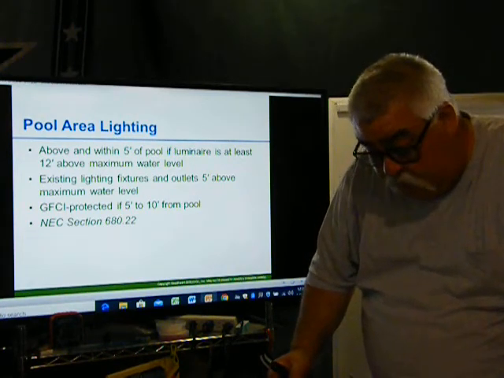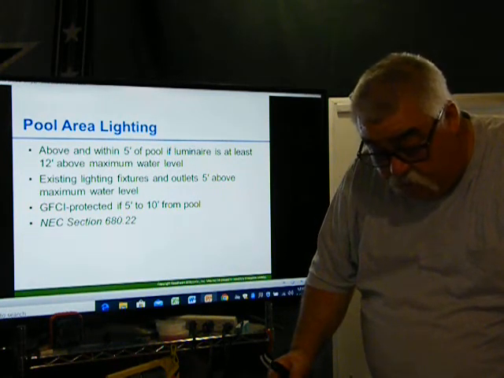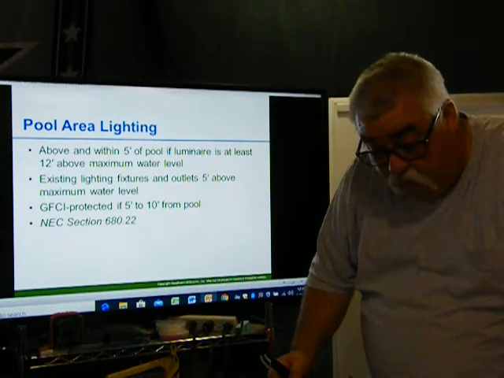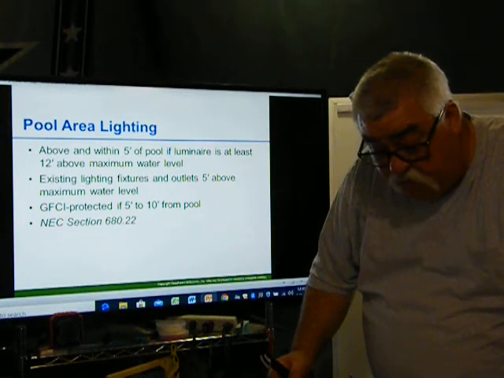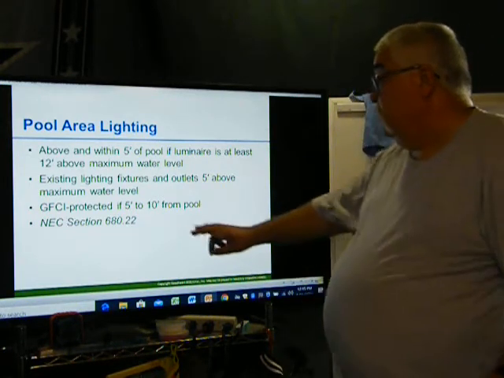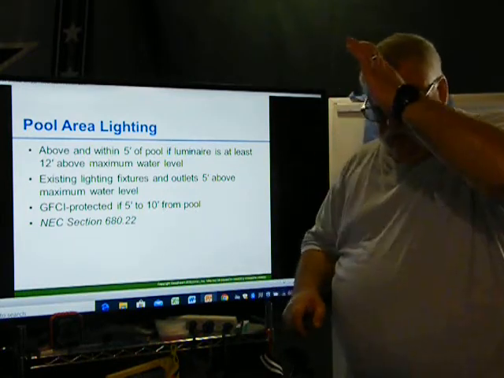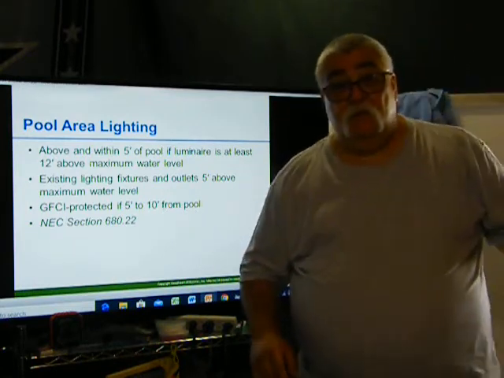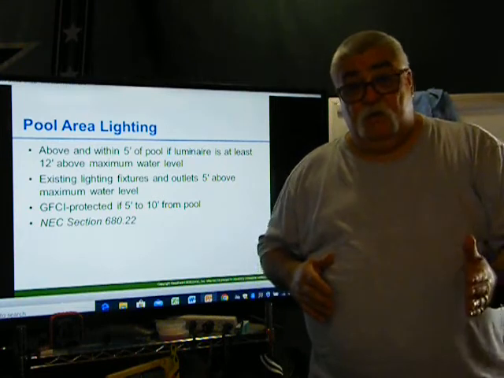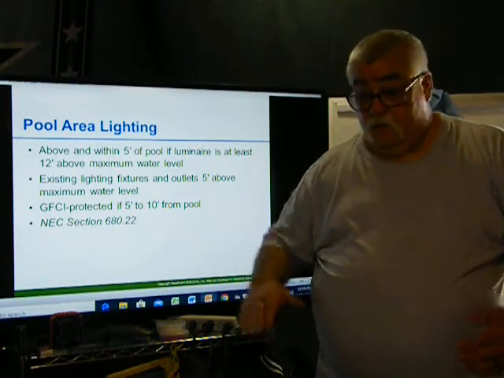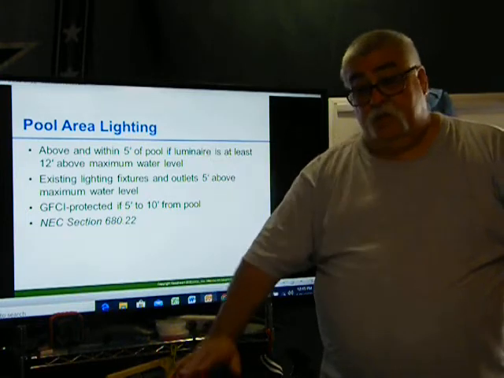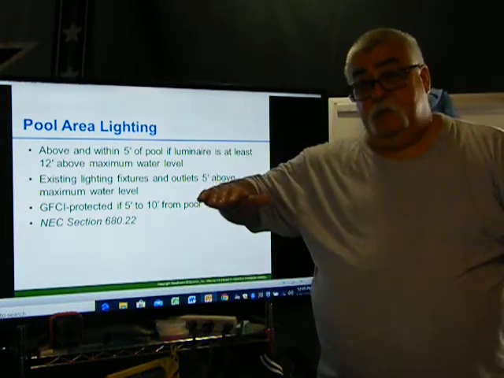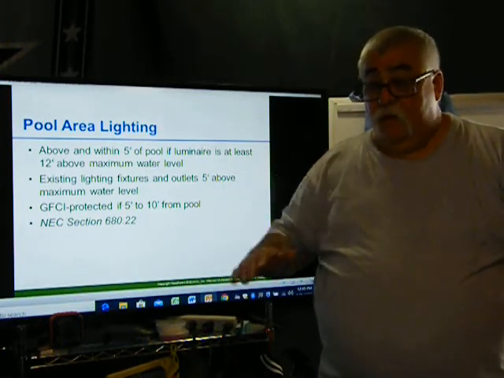Okay, existing light fixtures and outlets are allowed to be within 5 feet of the pool if they are 5 feet above the maximum water level, rigidly attached to an existing structure, and protected by a GFI. So this part down here. You have a house, and you're putting your pool in, and you get within 5 feet. That light has to be above the water level. If you have a receptacle on the wall, it has to be 5 feet above the water level.